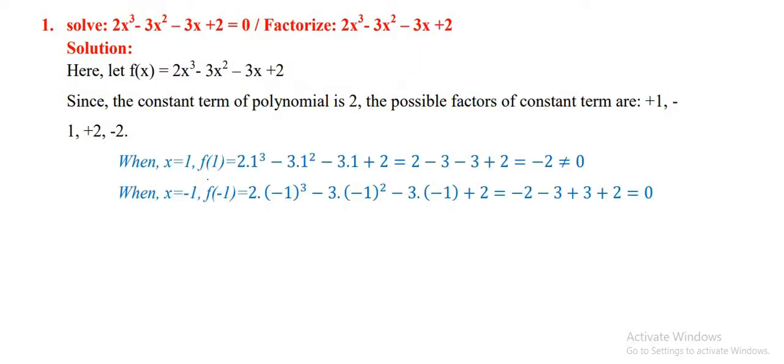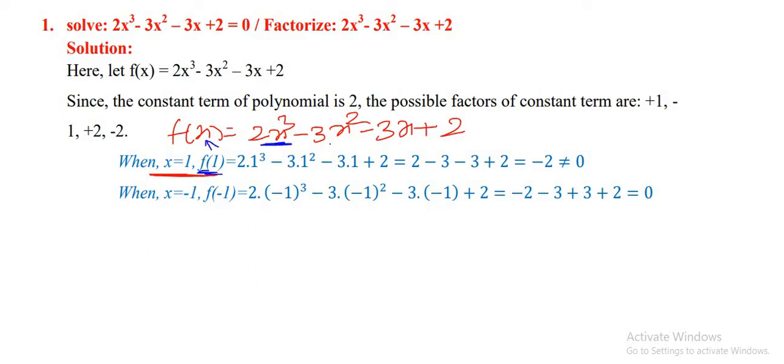So let's see. Here I have taken x equals plus 1 and found f of 1. You know that f of x is equal to 2x cubed minus 3x squared minus 3x plus 2, and while finding f of 1 we should simply replace x by 1. Here I have replaced x by 1 and found the value of f of 1 is equal to minus 2, which does not equal 0. We need that factor which makes the function f of x equal to 0. It means the polynomial is equal to 0.